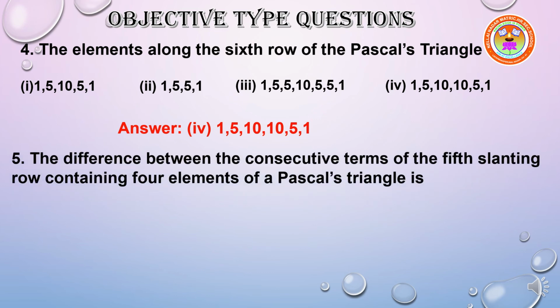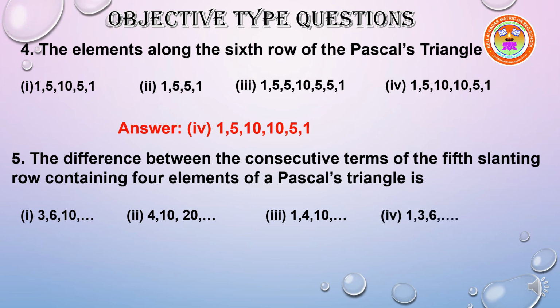Next question. The difference between the consecutive terms of the fifth slanting row containing 4 elements of a Pascal's triangle is. Option 1, 3, 6, 10, etc. Option 2, 4, 10, 20, etc. Option 3, 1, 4, 10, etc. And option 4, 1, 3, 6, etc.